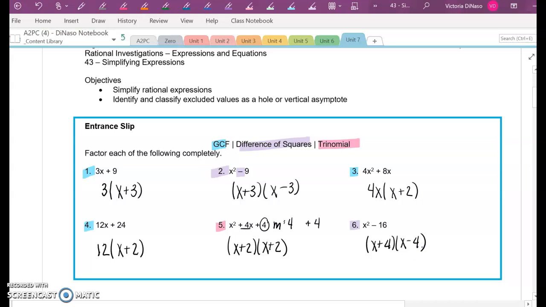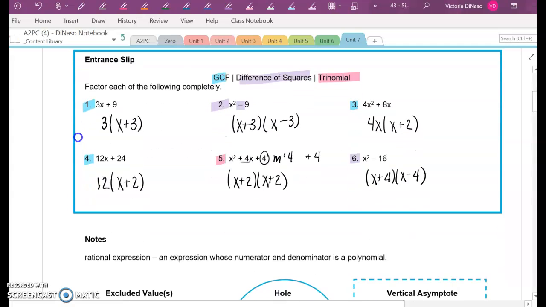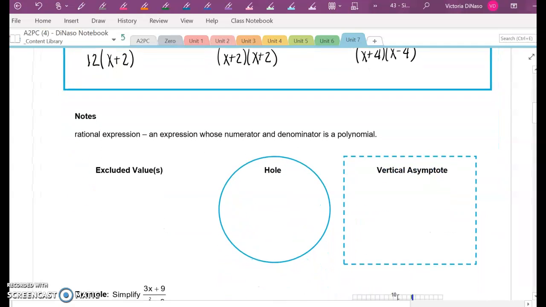This next part, our notes, is where I'm going to be explaining what rational functions are, and then we have excluded values, which are either going to be holes or vertical asymptotes. So a rational expression is an expression whose numerator and denominator are polynomials. A polynomial is made up of multiple terms. You can have it raised to the power of 0, so just a constant, an exponent of 1, an exponent of 2, an exponent of 3, and so on and so forth. So excluded values are going to be either holes or vertical asymptotes. So it's labeled right here. Holes and vertical asymptotes are excluded values.